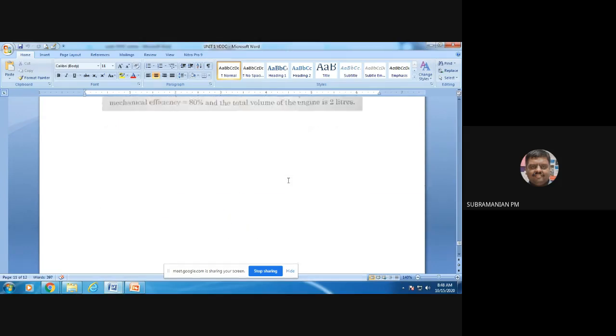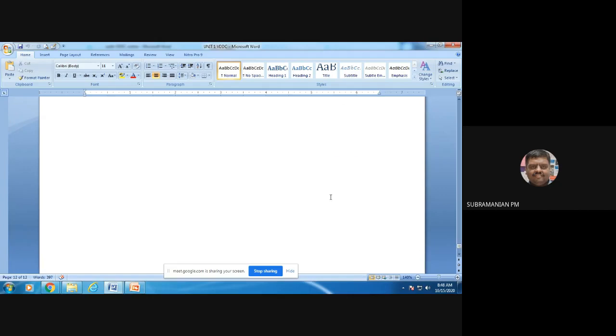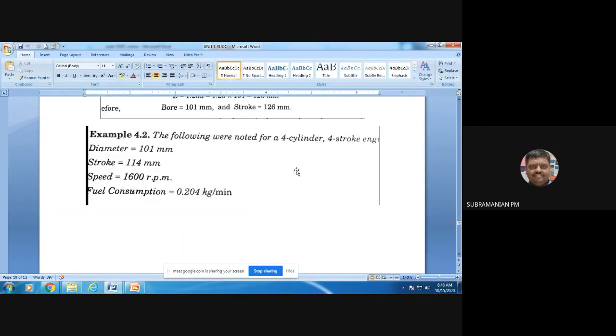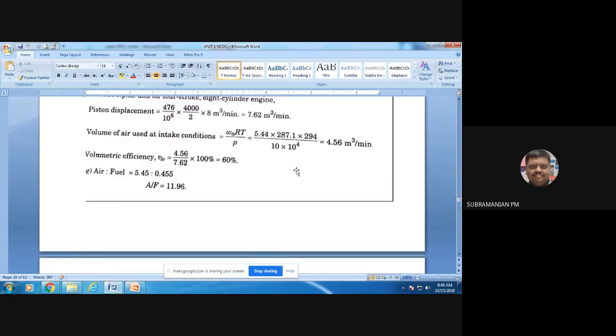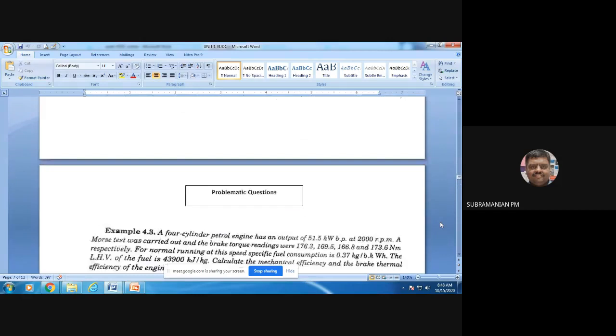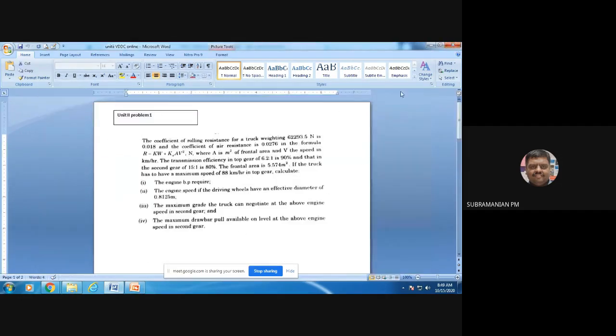Okay, and this is another problem. This can be solved using the methodology we have seen before. Okay, so note this problem. I have shared this in WhatsApp, I think. Okay, if not, I will be sharing it again. These are the questions that will be asked in unit 1. I have collected all these questions from the previous year question papers. Okay, so these are the questions studied in unit 1.